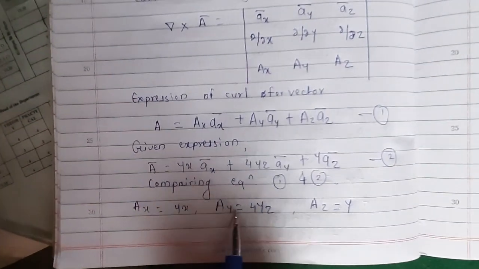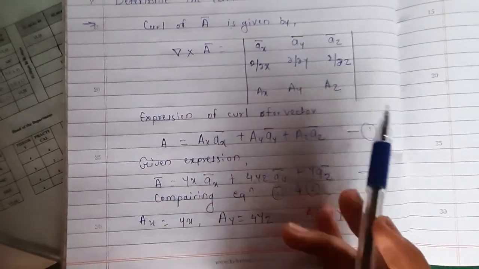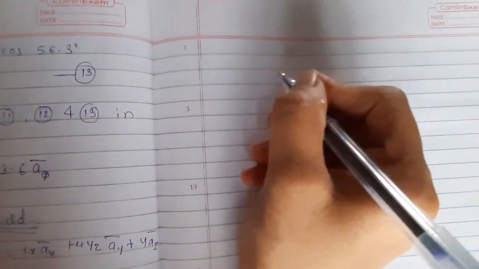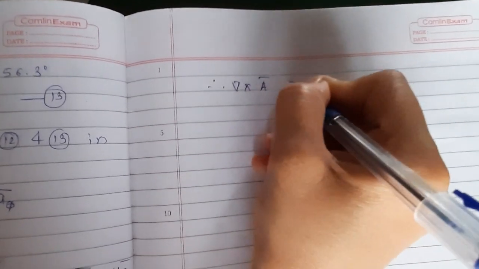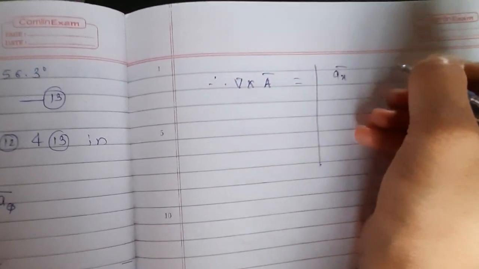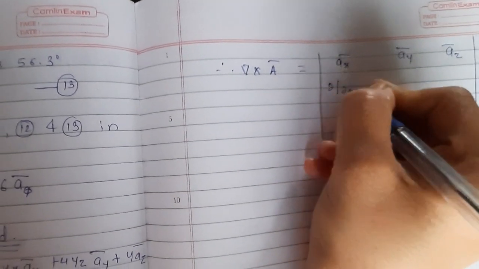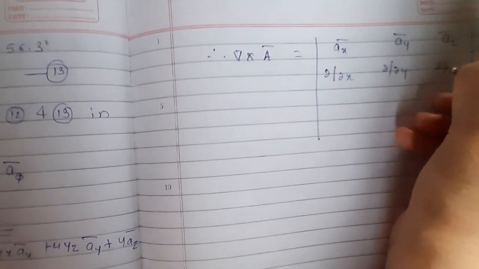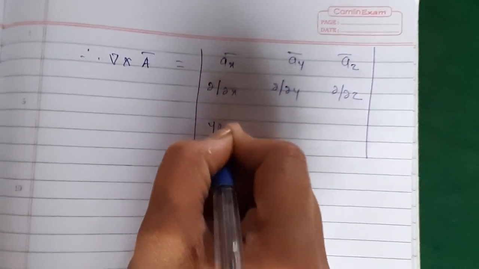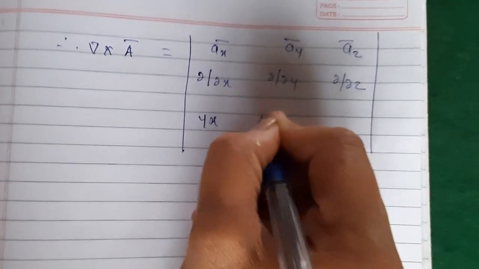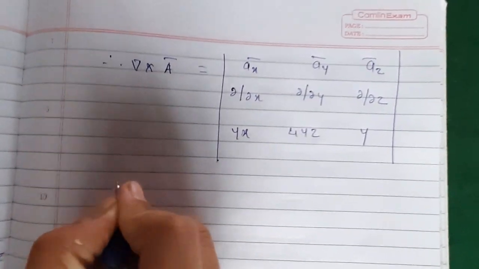Now put these Ax, Ay and Az values in this equation, that is curl of A. Therefore it is ax bar, ay bar and az bar, d by dx, d by dy and d by dz, and the values are yx, 4yz and y. Now we have to solve this determinant.